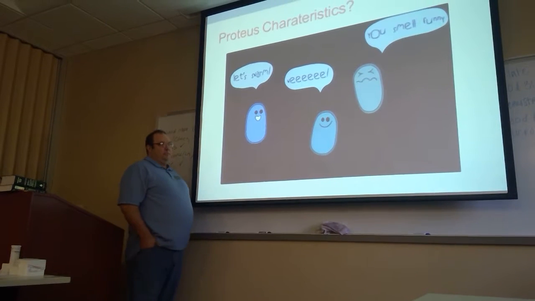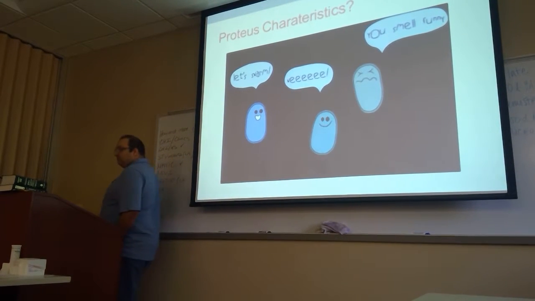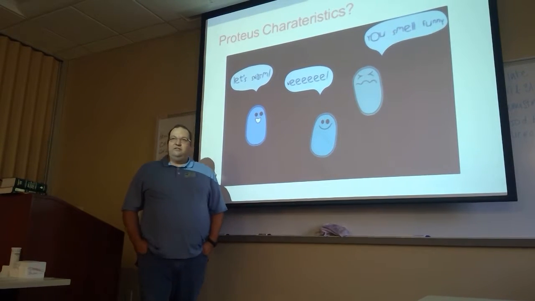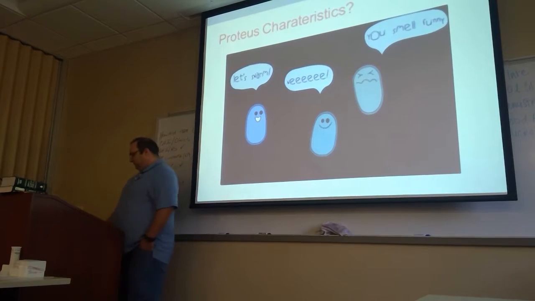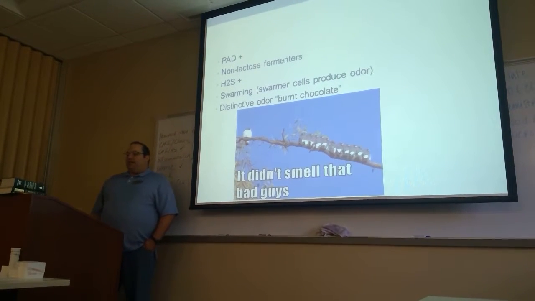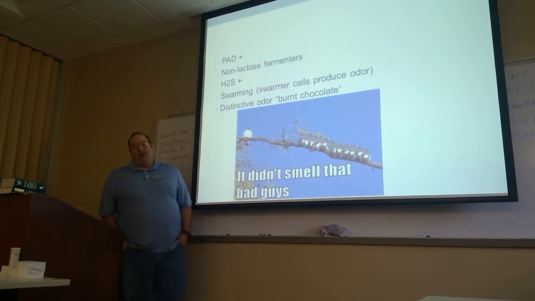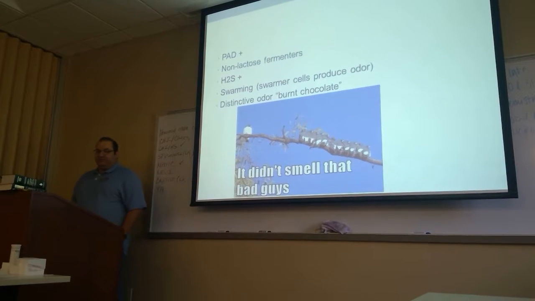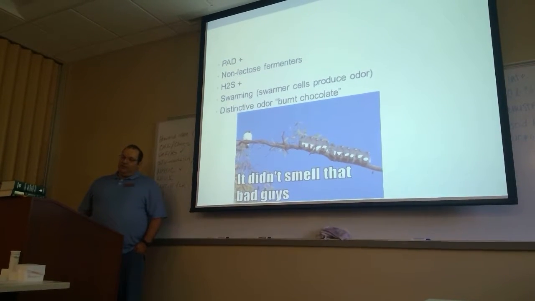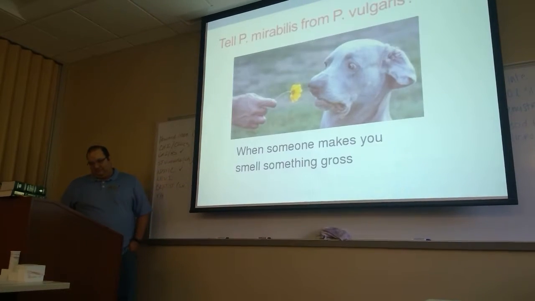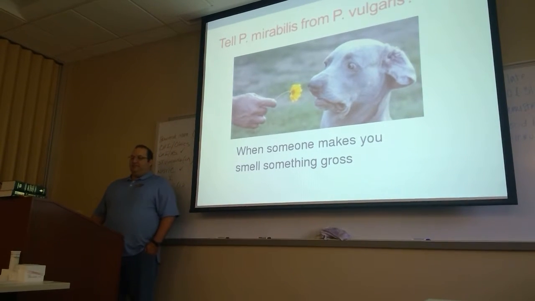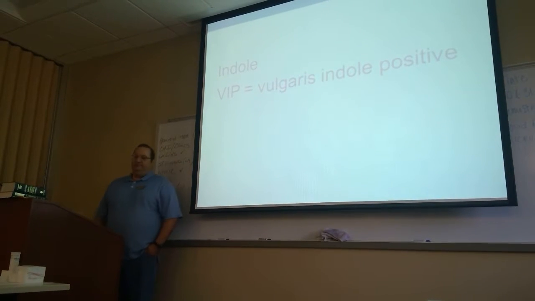What are the characteristics of Proteus? Primarily swarmers. Proteus, Providencia, Morganella: non-lactose fermenters, H2S positive, swarmers, with a distinctive odor they call burnt chocolate, which I think we can all disagree with. It is foul, it is not burnt chocolate. How do you tell mirabilis from vulgaris? Indole. Vulgaris is indole positive.